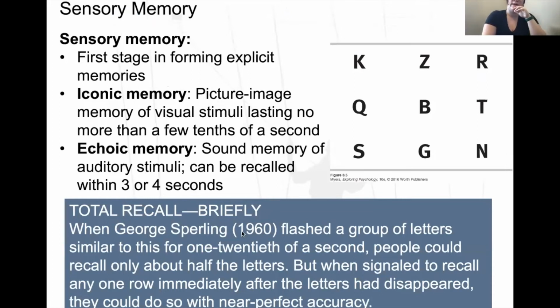When George Sperling flashed a group of letters similar to this one for 1/20th of a second, people could recall only about half the letters. But when signaled to recall any one row immediately after the letters had disappeared, they could do so with near perfect accuracy. That's because they had an iconic memory of the image, right? They were able to remember a row from that flash of an image. It could flash in their mind and they could recall what was on the screen.